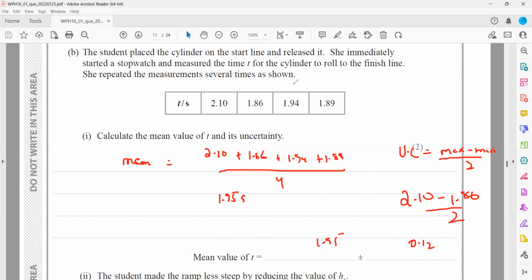Is it clear about the uncertainty and the average? So group data uncertainty is maximum minus minimum divided by 2.